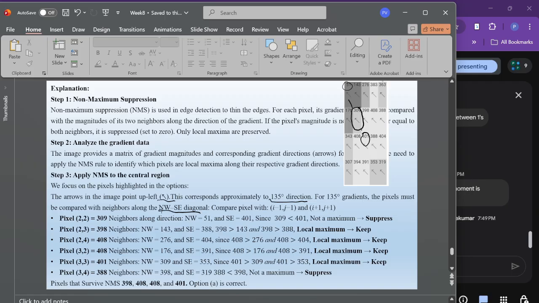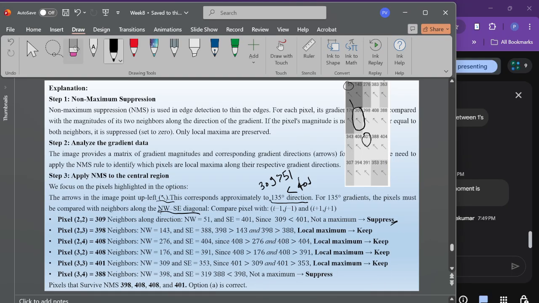So 309 is greater than 51, but it is less than 401. So it is not a maximum, and that's why we will suppress it. 309 will be the suppressed one. Now similarly we will check the next pixel. 309 is done, so we will go to the next pixel.